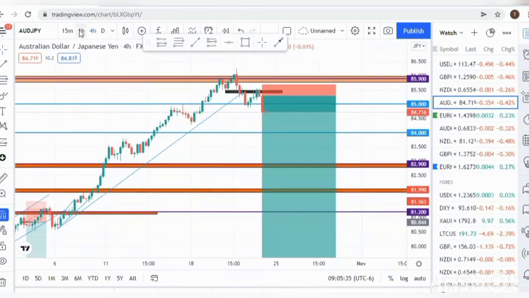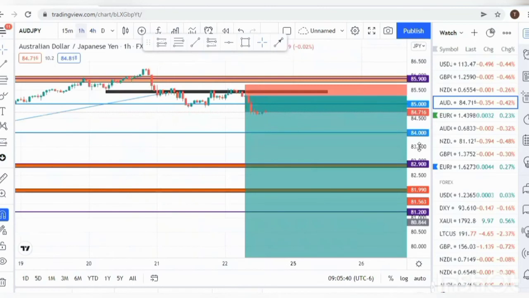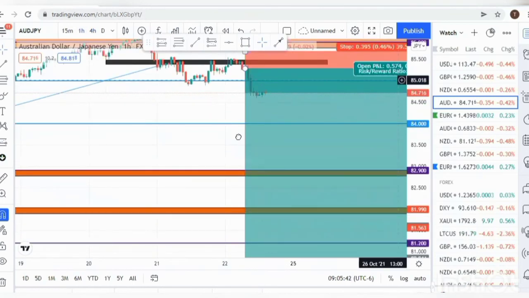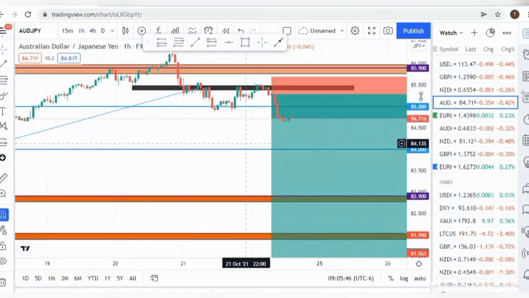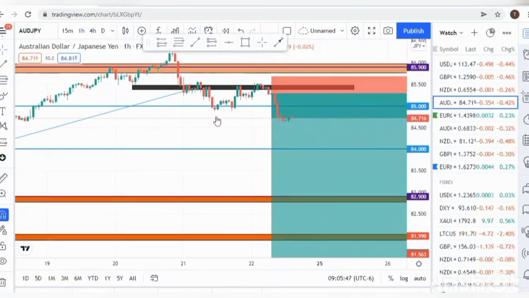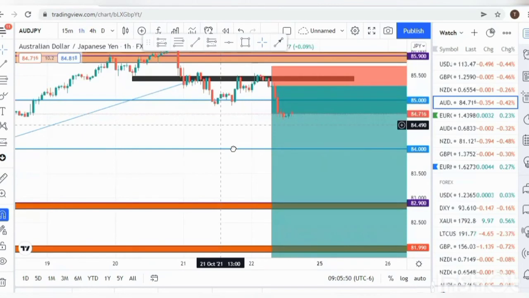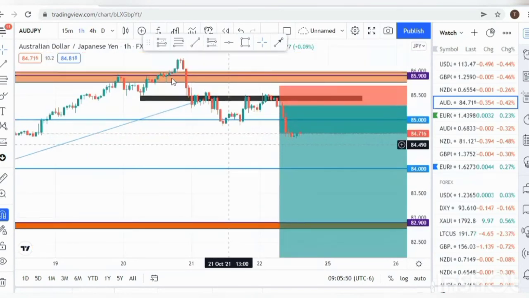Most of the time, entering on a 1 hour time frame is much better than entering on a 15 minute time frame, or even on a 4 hour time frame. All right, so basically, as you can see, I waited for a break of structure, which was a break of trend line, which did occur here.